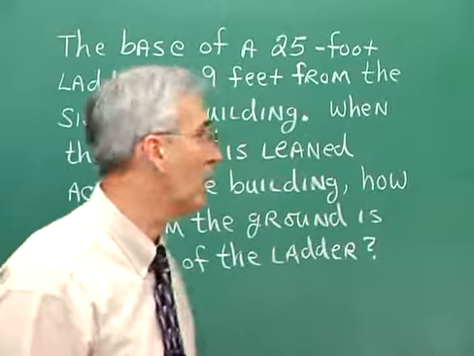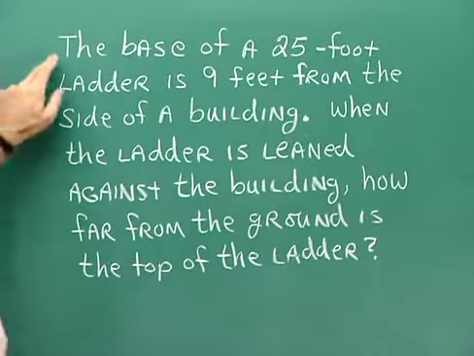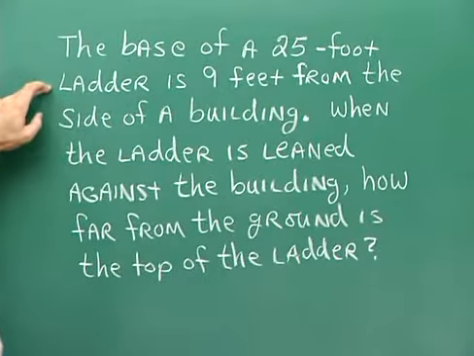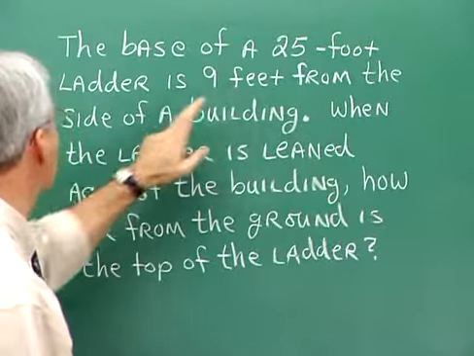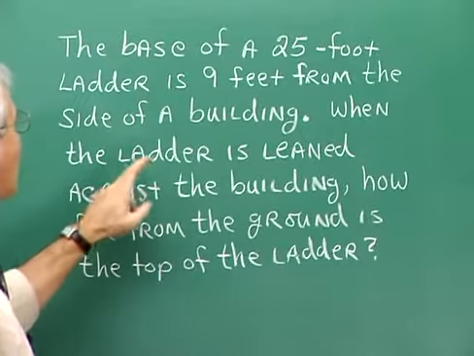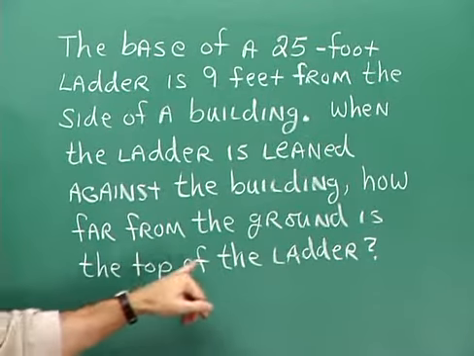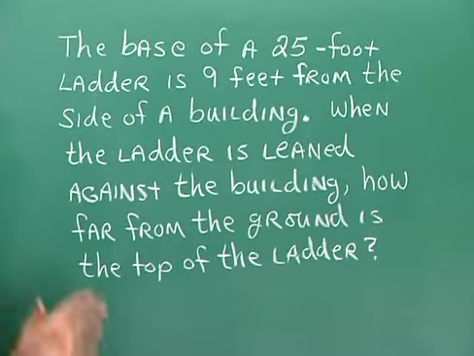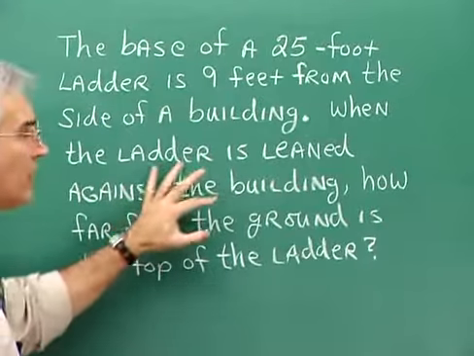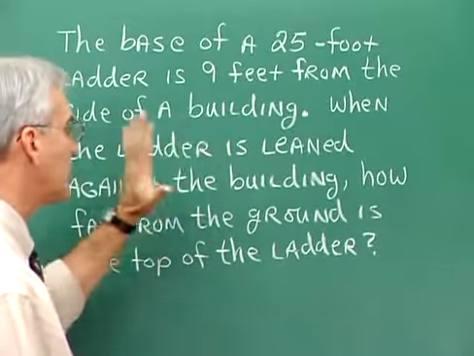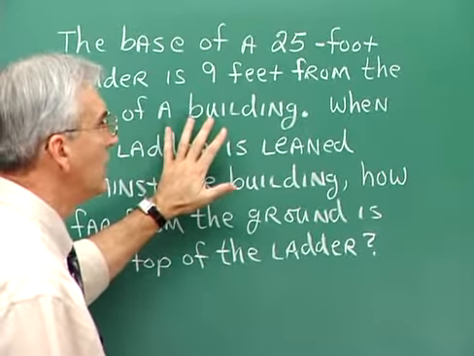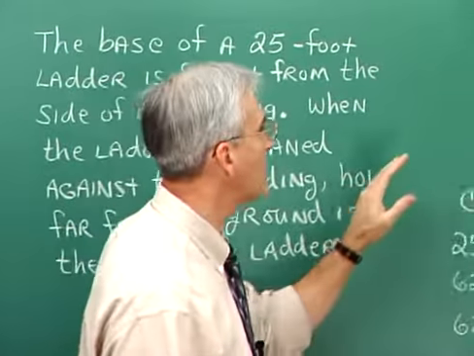Here's a word problem where we apply the Pythagorean theorem. The base of a 25-foot ladder is 9 feet from the side of a building. When the ladder is leaned against the building, how far from the ground is the top of the ladder? You see, and all we need to do really is draw a figure relating this idea, and we'll see the right triangle involved. Now, don't laugh at my diagram, but it's over here.